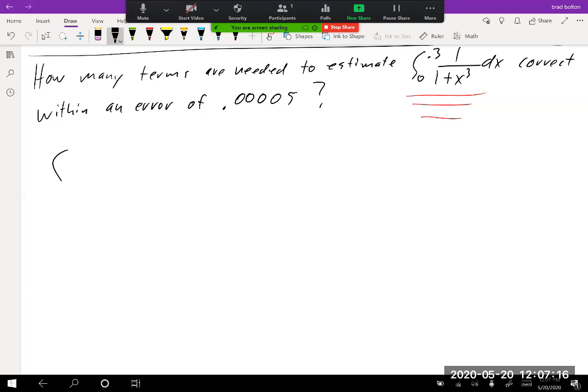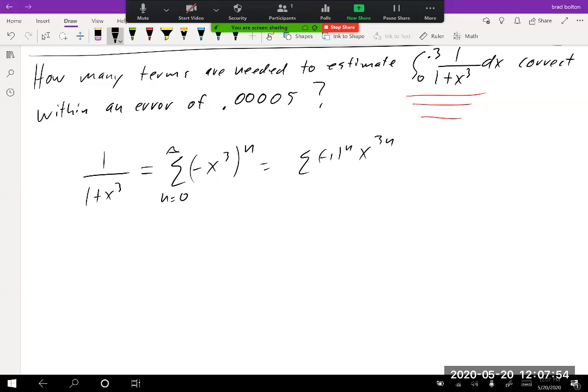Okay, so we know that 1 over 1 plus x cubed, that's an easy power series now, right? We now know how to do that pretty well. This is going to be the summation of n equals 0 to infinity of, what is this? Negative x cubed to the n. Does that sound right to everybody? Are you guys okay with this? So then that means that this is actually negative 1 to the n, x to the 3n, right?